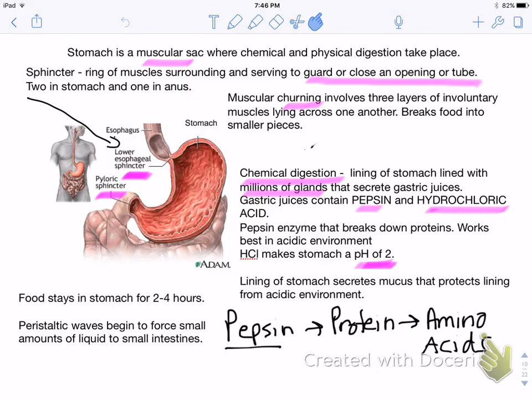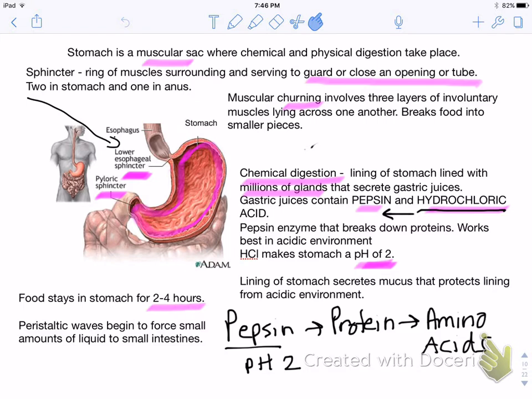So pepsin, the enzyme, breaks down protein into amino acids, but pepsin can only work in a pH of 2. So because the glands also secrete hydrochloric acid, that allows pepsin to do its job. In order to prevent the lining of the stomach from being burnt, the stomach has a layer of mucus. This layer of mucus prevents acid from burning the walls of the stomach. Food can stay in the stomach from 2 to 4 hours.